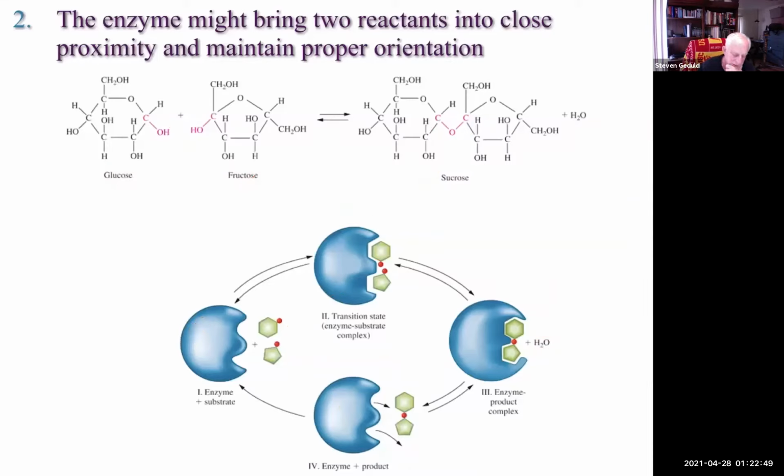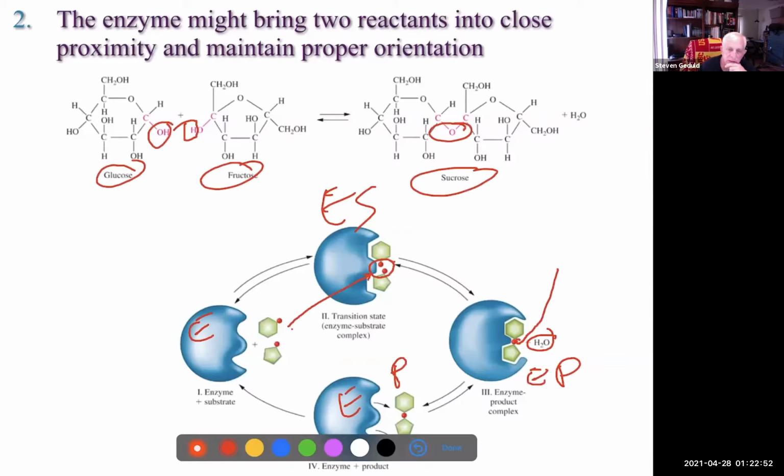Okay, so you got your enzyme substrate complex. It comes in and it positions it so they can match and form that 1,4 linkage. Okay. And then the bond gets formed here. So you got your enzyme product complex. Water is released, dehydration reaction, and the product gets released and you reform your enzyme again.